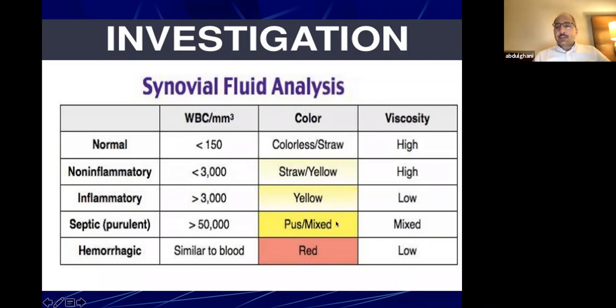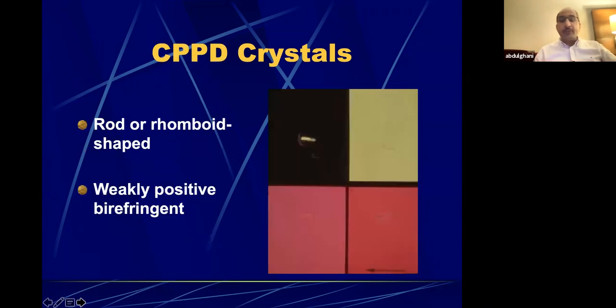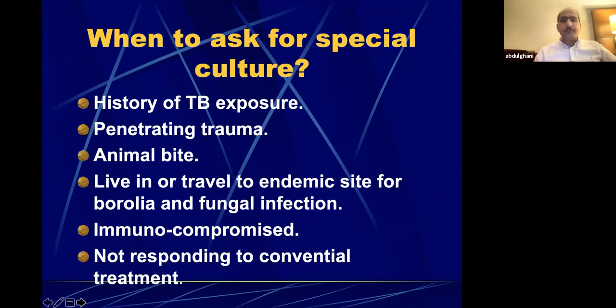Also, you need to analyze the color, the viscosity, and other things. However, the crystal examination should be a routine workup in a case of septic arthritis, especially after aspirating the synovial fluid. Invariably, urate crystals, typical of gouty arthritis, present as needle-shaped crystals, and they are strongly negative birefringent. Whereas in pseudogout, the crystals are rod-shaped or rhomboid-shaped and weakly positive birefringent.